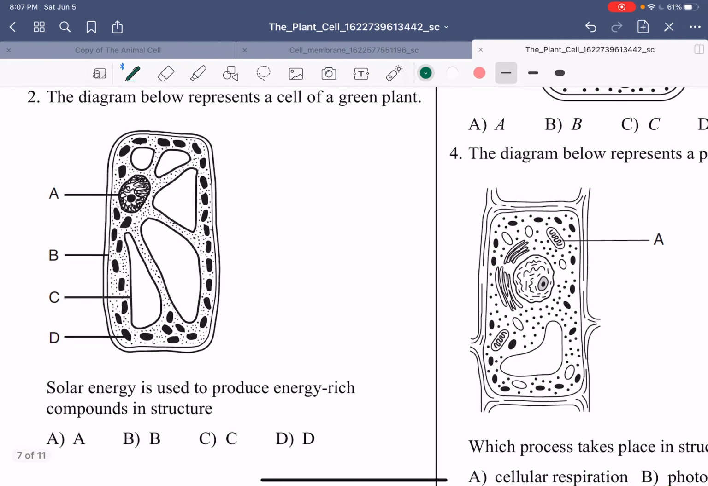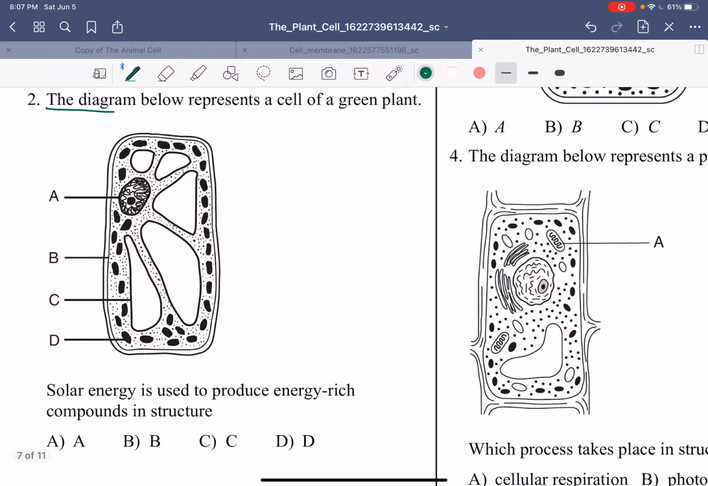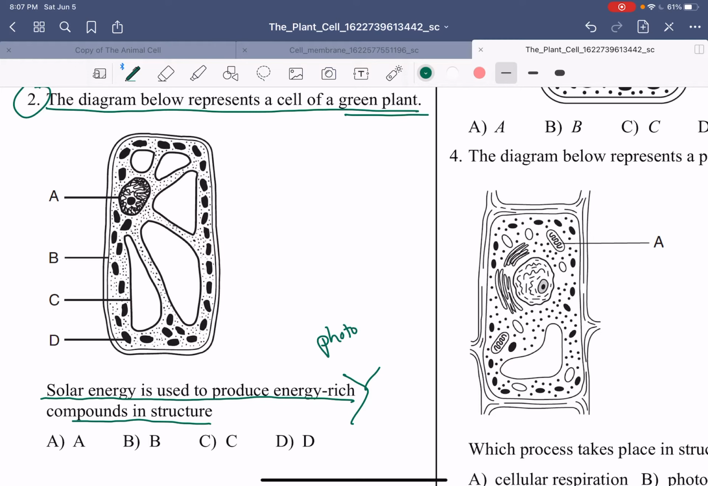Next. The diagram below represents a cell of a green plant. See how I tell you that they also tell you, which is important to read the directions? Solar energy is used to produce energy-rich compounds in structure. They are basically talking about photosynthesis. Okay? Photosynthesis happens in the chloroplasts. Any one of them labeling the chloroplast? D.